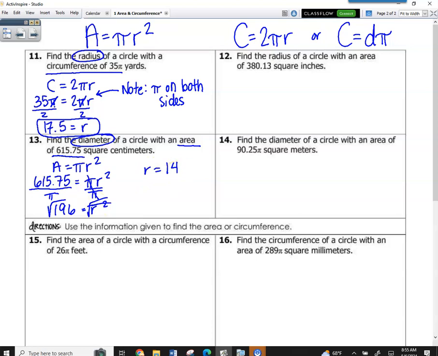Did it ask for the radius? It did not. It asked for the diameter, which means you're almost done. If the radius is 14, then the diameter would be 28. So I'm going to say times 2 because I need the diameter.